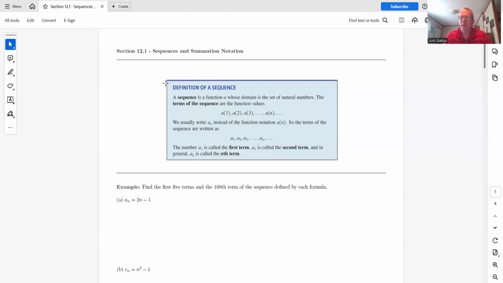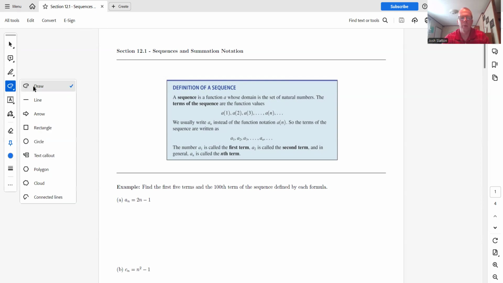Another way to think of it, this is just kind of a pattern of numbers that you can follow to infinity. And so we use subscripts for the different terms. So a subscript 1 would be the first term, a subscript 2 would be the second term, and so on. And then a subscript n would be the nth term, just generally speaking, the general term.